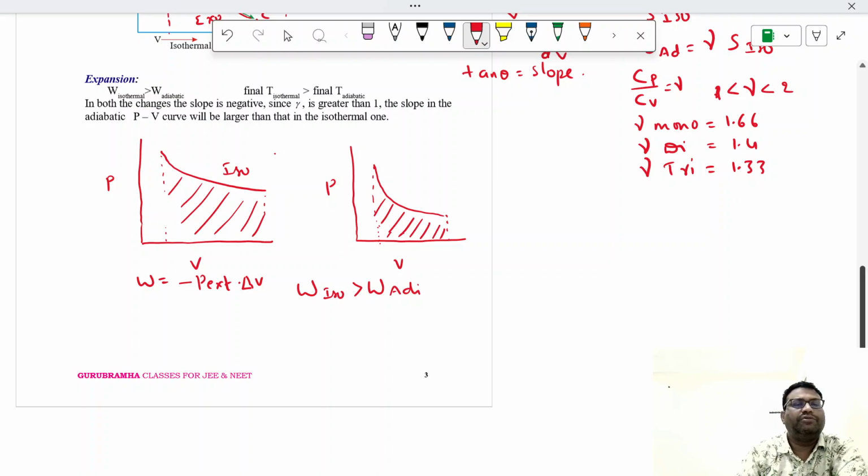Next, coming to final temperature in isothermal process. See, this is isothermal process.